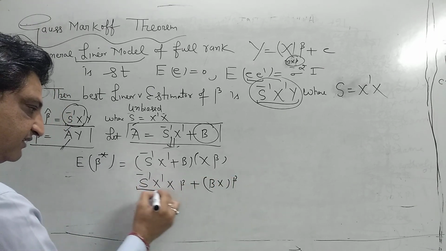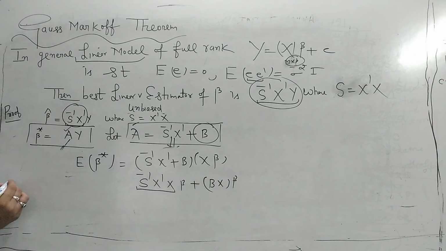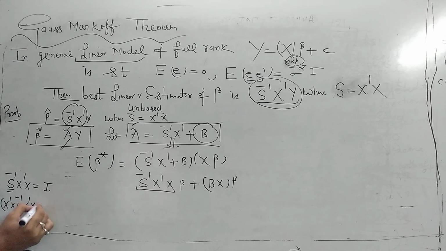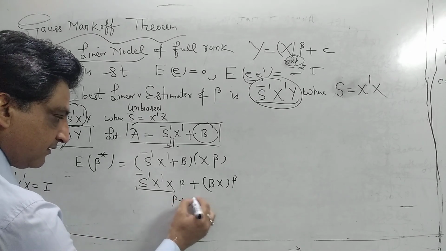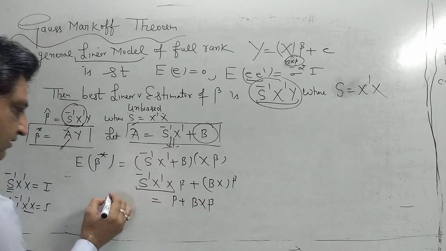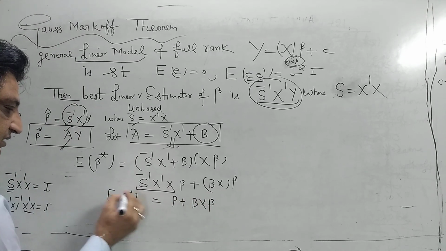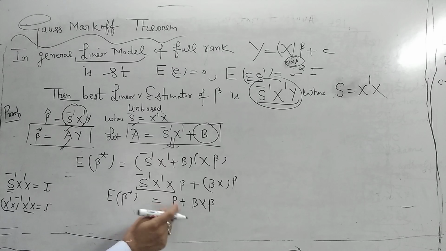When you simplify this, S inverse X, you will get identity, because S inverse is X dash X inverse into X dash. So this will give you identity. So you are left with beta plus bXβ. Now if beta star has to be unbiased, then this should be equal to beta.